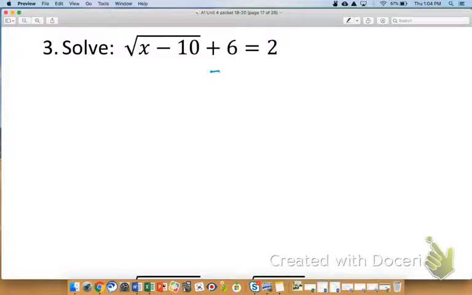I'm going to subtract 6 from both sides. I can do this because the 6 is not in the radical. So I can just subtract them. And I need to do that. And now we have like terms that can be subtracted and we're good. So it's going to be square root of x minus 10 equals negative 4. Now I want you guys to try to take it home from there.